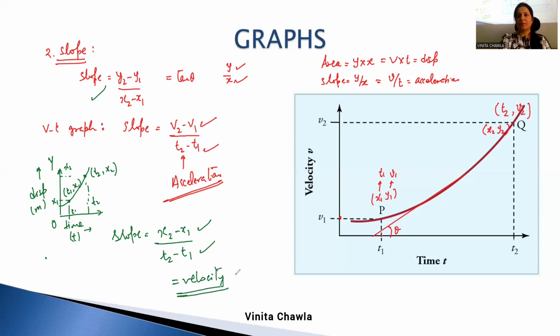So slope of displacement time graph gives velocity. Okay? If you do an acceleration time graph, then acceleration upon time will come. If you find slope, you get another quantity which is not velocity or displacement, so something else. You'll get dA by dt, that is rate of change of acceleration.